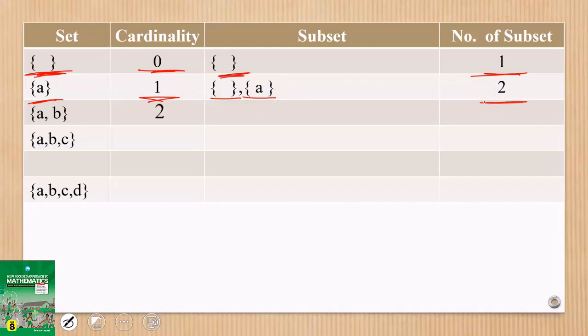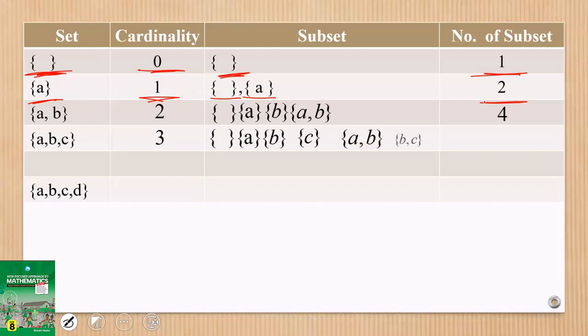If I do the same thing for a set containing A and B, which has a cardinality of 2, we can have the subsets: the empty set is 1, a set of A, a set of B, and a set of A, B. All right, so how many do we have? 4. Now, for A, B, and C, which has a cardinality of 3, we can create subsets as the empty set, A, B, C, then AB, then BC, then AC. Then finally ABC itself. In all, we'll get 8.